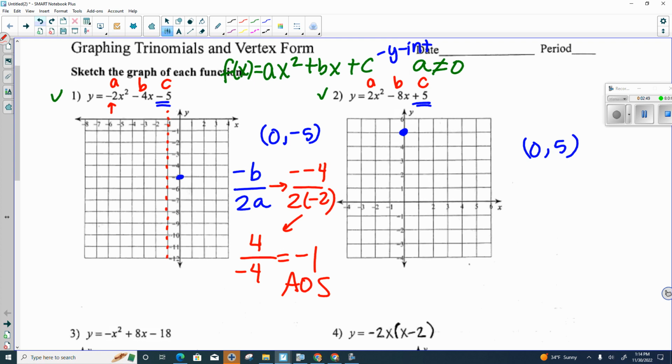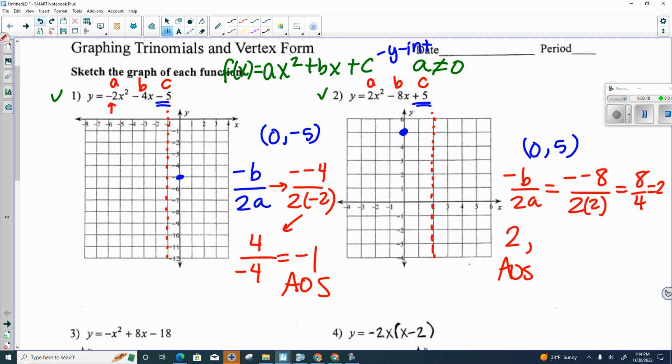Let's do the same thing for number 2. Negative b over 2a. Negative b, negative, negative 8. 2a. This one's a positive 2. Okay, pretty cool. So we need to go ahead and find the full vertex. The axis of symmetry is the x value of the vertex.